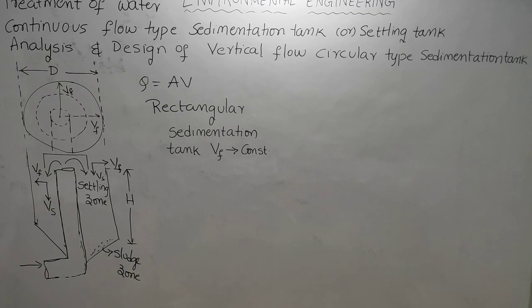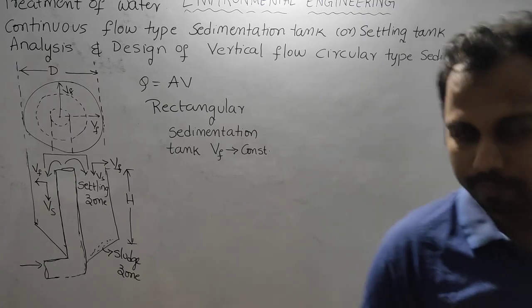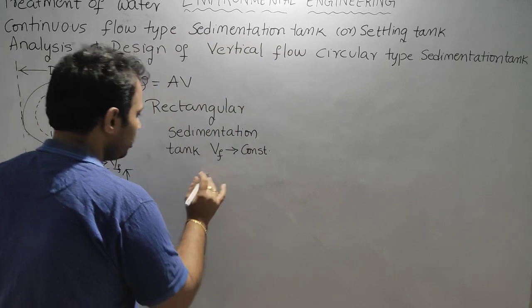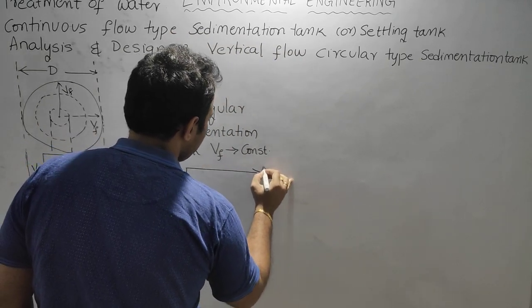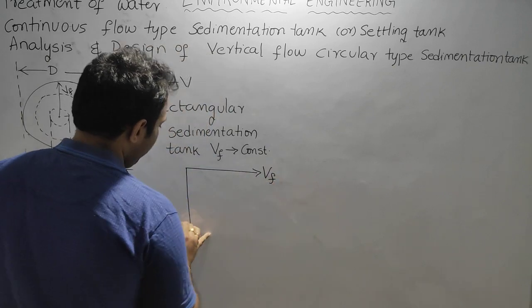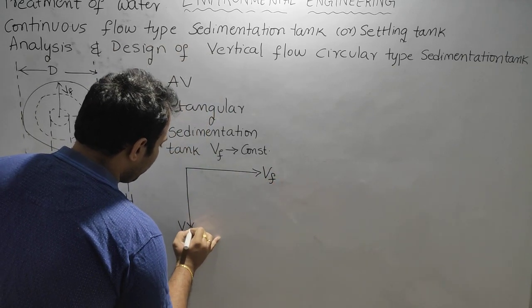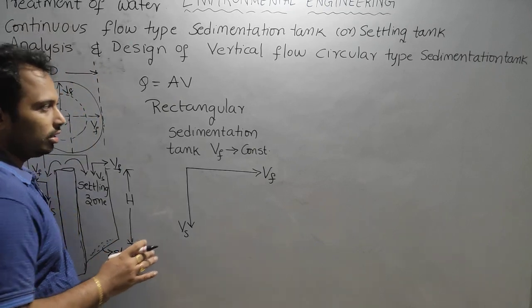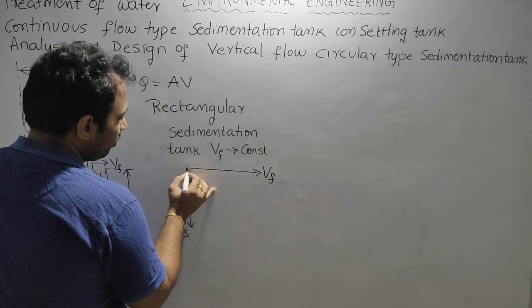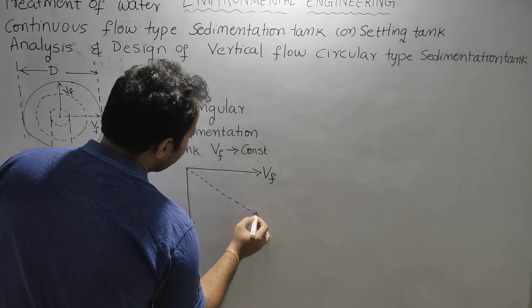So here Vf is constant. That means Vs is also constant for a particular size. That is why the propagation of the resultant is also a straight line.